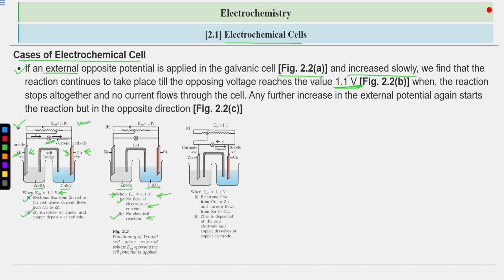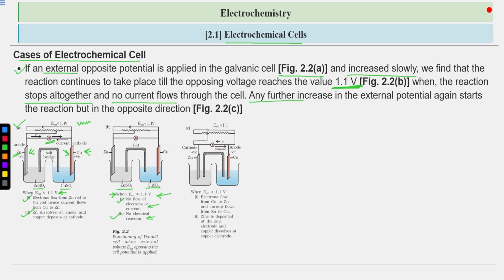Now, when the reaction stops altogether and no current flows through the cell, first of all, it is given that you apply the external opposite potential to these two anode and cathode connecting circuit. What will happen? The potential starts to increase slowly and the electron will flow from anode to cathode, and the reaction will continue to take place till the voltage reaches the value of 1.1 volt. At the 1.1 volt value, the reaction stops altogether and no current flows through the cell.